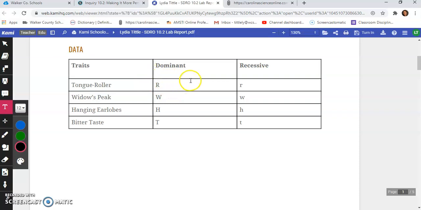You can put an X or a check mark or highlight this box here. If you cannot roll your tongue in that U shape, then you would be recessive for the trait, so you would mark the box here.